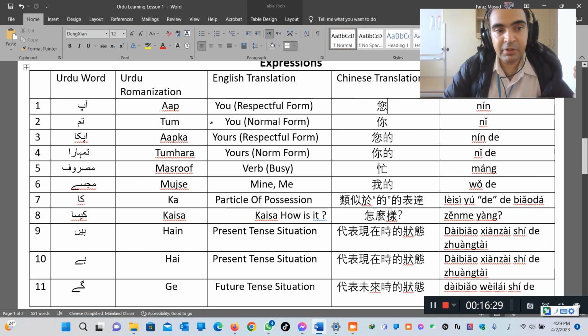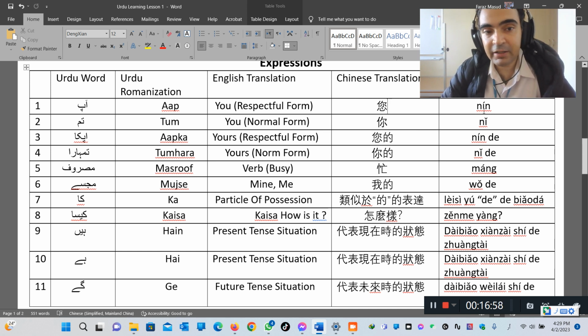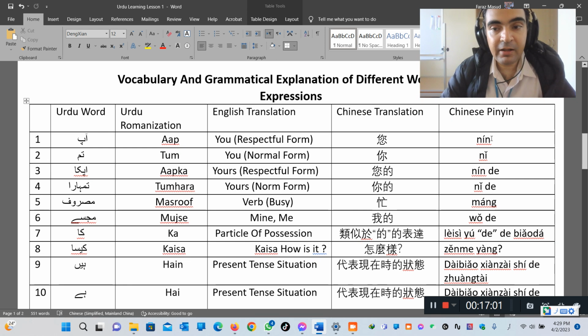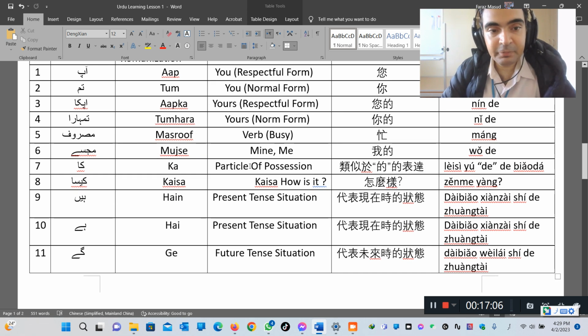Like aap is you in respectful form, and tum is you in normal form. Aap and tum, there is a difference. One is respectful, one is normal. And then you have the word aapka, which is respectful form of yours. Tumhara, it is normal form of yours. And masroof, it's a word for busy. Mujhse, mine or me, wo de in Chinese, like we say. Masroof in Chinese is mang, and tumhara is ni de. Aapka is nin de, or tum is ni, and aap is nin.